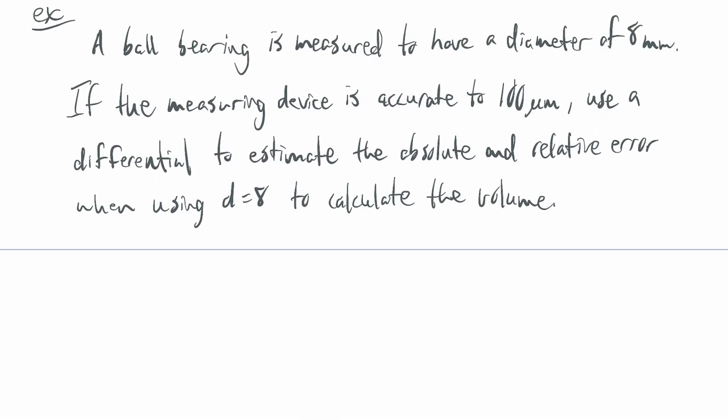So this problem says that a ball bearing is measured to have a diameter of 8 millimeters. If the measuring device is accurate to 100 micrometers, because nothing's perfect, use a differential to estimate the absolute and relative error when using d equals 8 to calculate the volume.